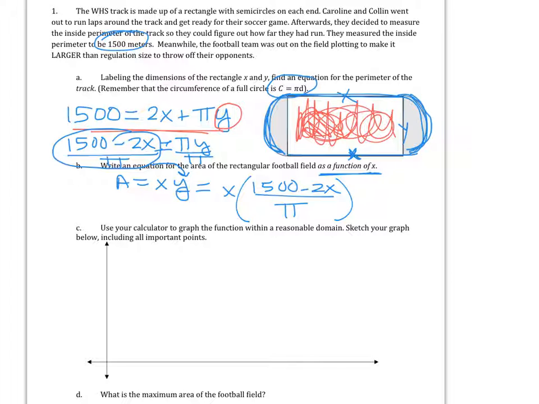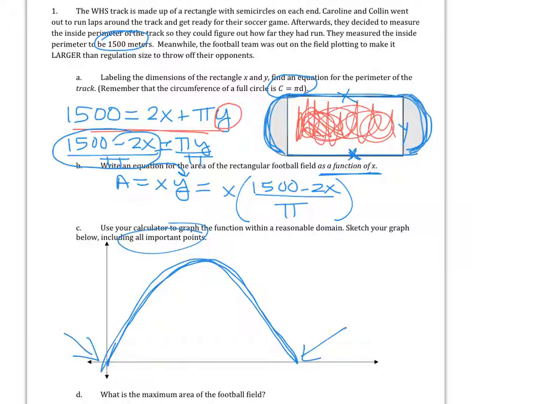Okay, at this point, we can just use our calculator to graph this within a reasonable domain. And that reasonable domain is, I don't know, roughly 0 to 750, 800 or so. I'm just going to do a quick sketch. You can do a better job of it when you do it. Really, it says including all important points. So really, I should label whatever this axis is, the intercept is, and then we have the origin.